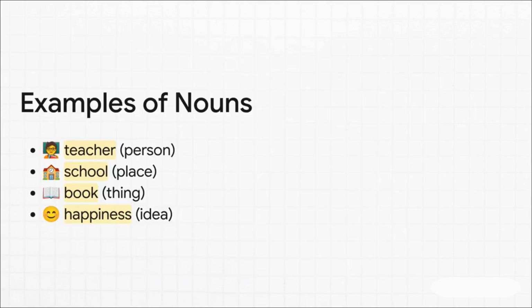Let's look at some super simple examples. A person, like a teacher. A place, maybe a school. A thing you can actually hold, like a book. And here's a cool one. It can even be an idea or a feeling, like happiness. All of those, they're nouns.